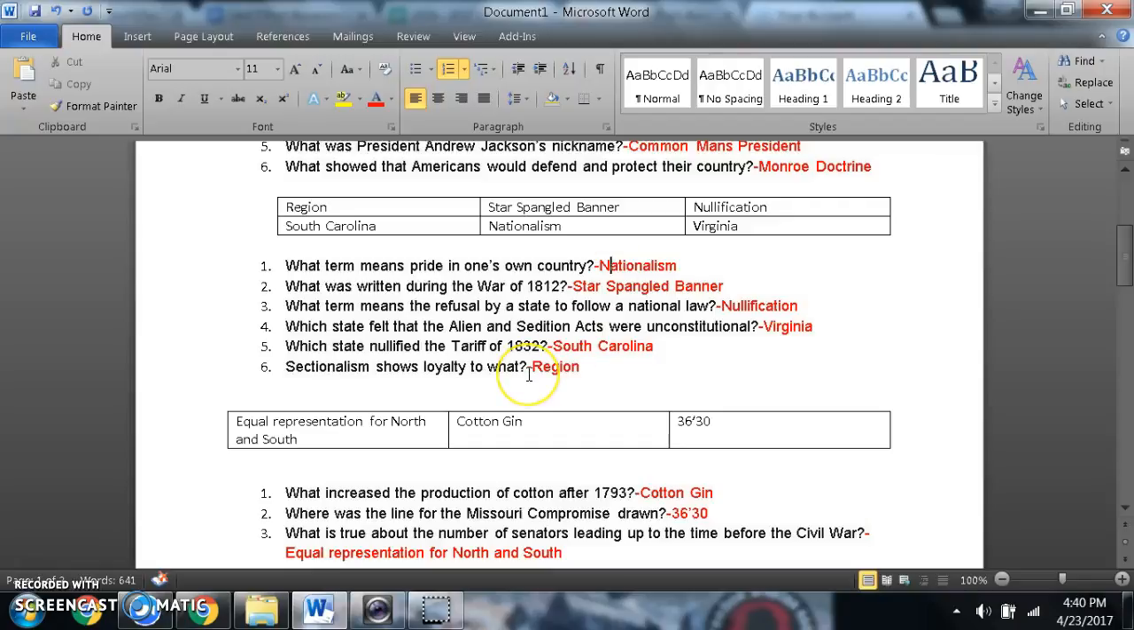Number two, what was written during the War of 1812? That was the Star Spangled Banner, our national anthem today. Number three, what term means the refusal by a state to follow a national law? And that is nullification, to nullify a law and decide not to follow it.